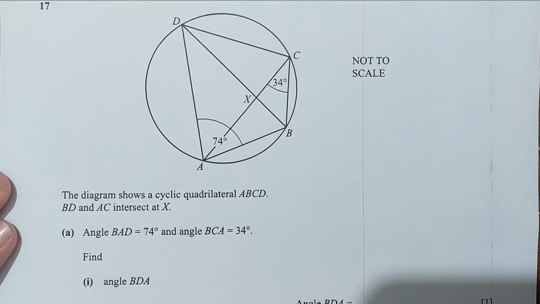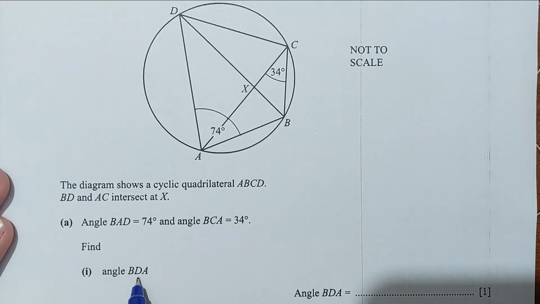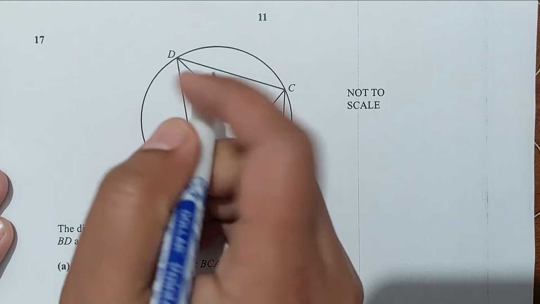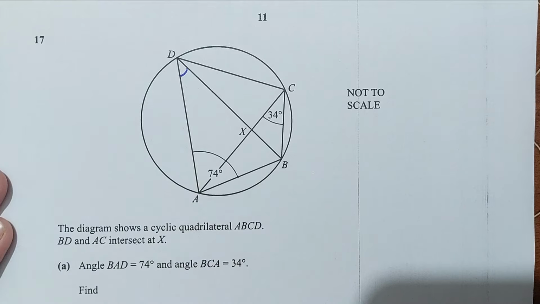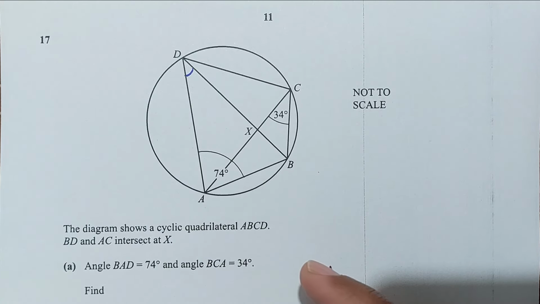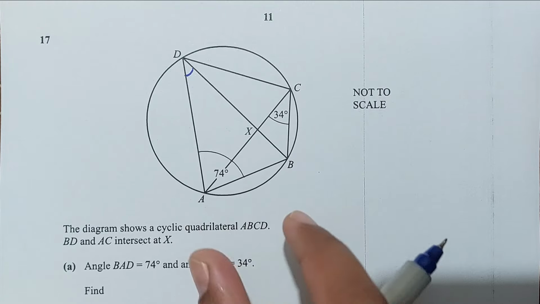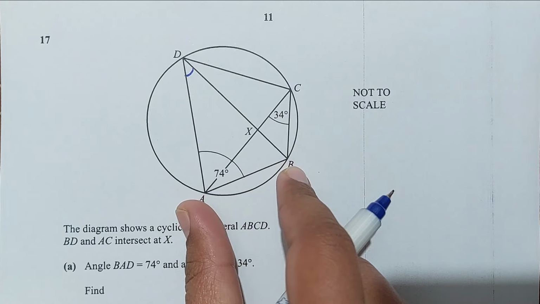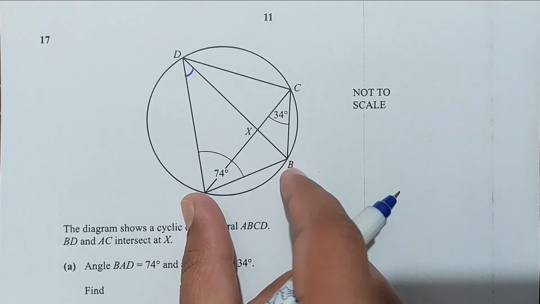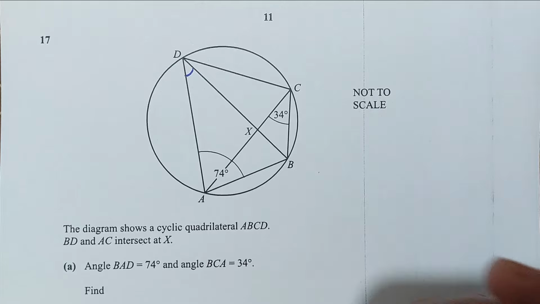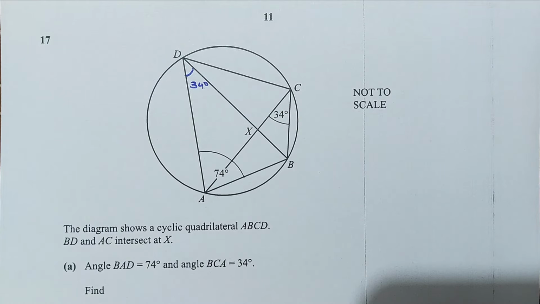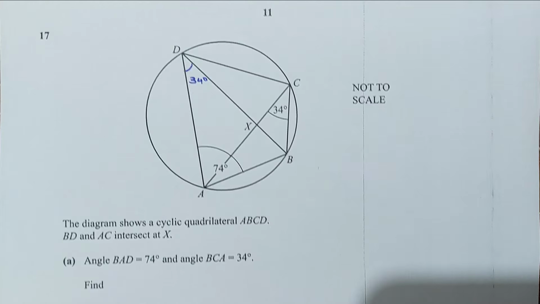Right, number 1, find the angle BDA. Where is BDA? B, D, and A. This angle we have to find. All right. Okay, so let me use the concepts of the cyclic quadrilateral. The angle BDA is subtended by the arc AB, and the angle BCA is also subtended by the arc AB. So both the angles are same. If this is 34, this angle is also 34 degrees.